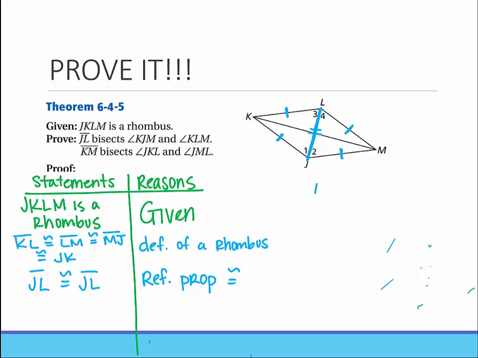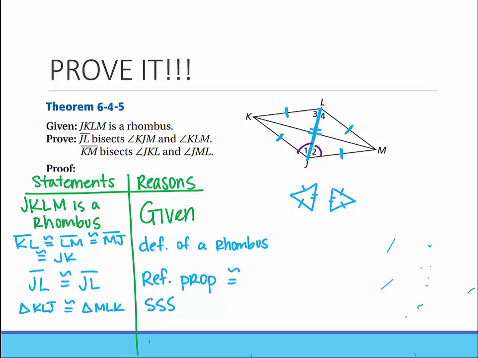So now I have these two triangles here. I got this one and this one. And because I proved that this and this are congruent and this is congruent to this, I know that triangle KLJ has to be congruent to triangle MLJ. And that's by side, side, side. So once I know that, I can use CPCTC to prove that all of these angles are congruent.